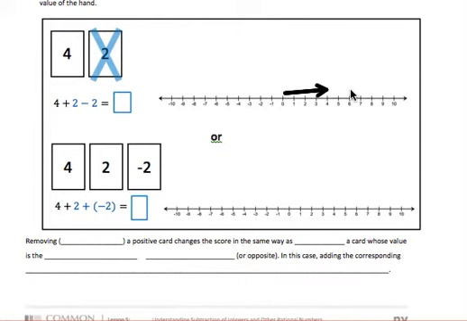So if we had our original arrows, 4 plus 2, and then we discarded that 2, we would end up at 4. And likewise, if we have 4 plus 2, which gets us to 6, plus negative 2, we can see on the number line that the representations are exactly the same.